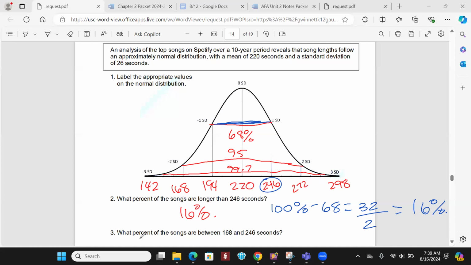Number 3, what percent of the songs are between 168 and 246? Okay, so 168 to 246, you're just going to add up the totals that are in here. So that's 34 plus 34 plus 13.5, and that gives us 81.5%.